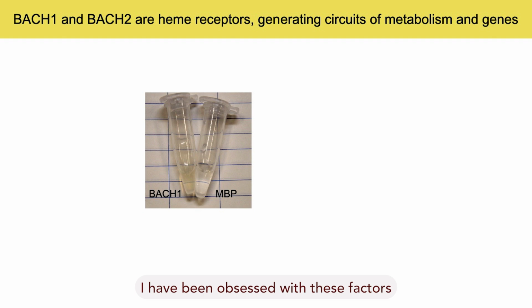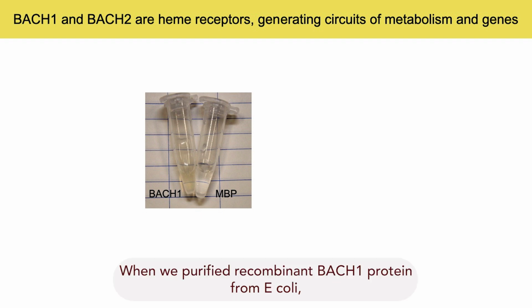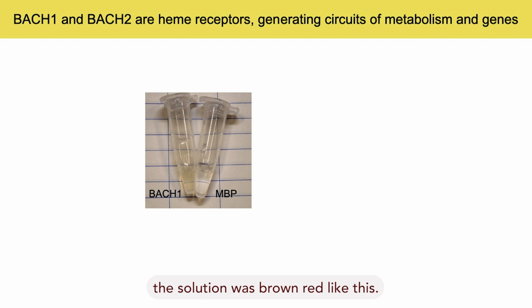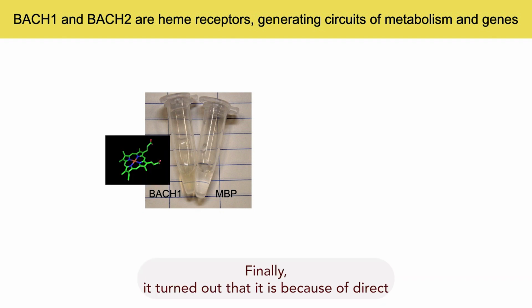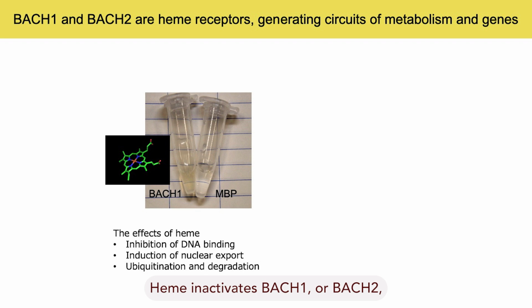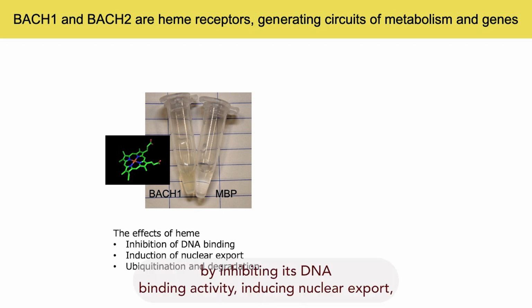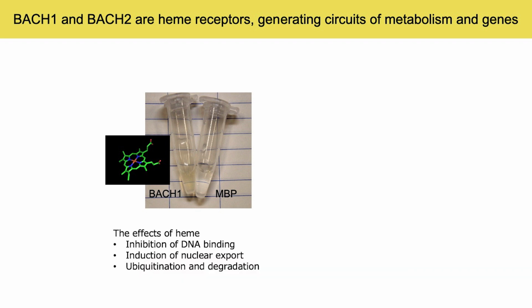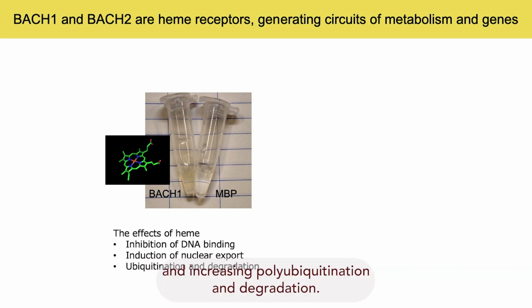Personally, I have been obsessed with these factors because of this single finding. When we purified recombinant BACH1 protein from E. coli, the solution was brown-red like this. This was a big mystery for us. Finally, it turned out that it is because of direct binding of heme to the protein. Heme inactivates BACH1 or BACH2 by inhibiting its DNA binding activity, inducing nuclear export, and increasing polyubiquitination and degradation.